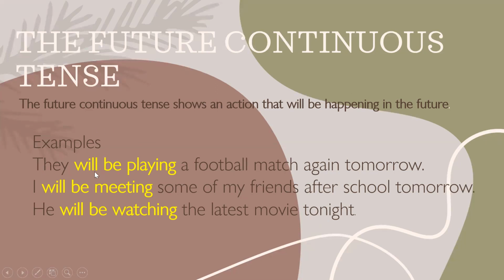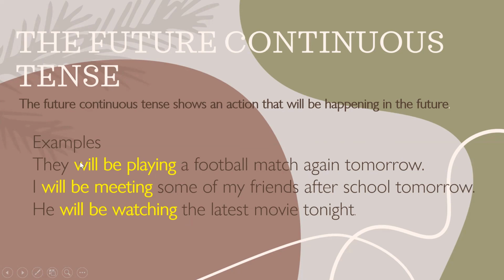Examples, they will be playing a football match again tomorrow. So here you have the subject, you have will be. See, will be in all three sentences. Will be, will be, will be. And then the verb, the verb, the verb. And ing, ing, ing. So the continuous tense is pretty simple actually. You just have to take the verb which is given in brackets. It will be given in brackets at the end of the sentence.